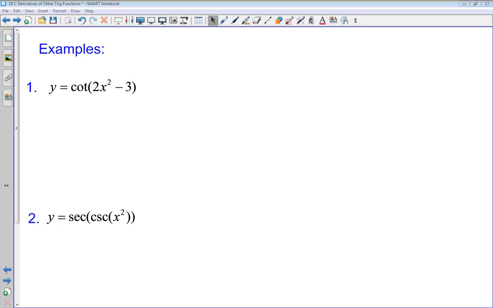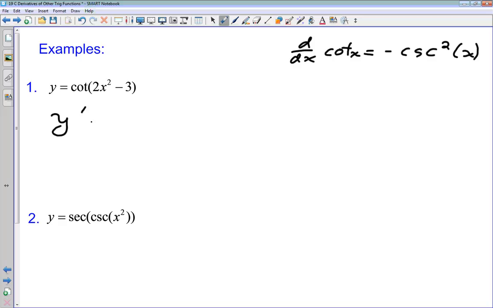Well, first off, we know from our list of rules here that the derivative of cotangent is going to be negative cosecant squared of x. So how do we apply that rule here? We've got a composite function, so we've got to use chain rule here. Our outer function is the cotangent, so the derivative of cotangent is negative cosecant squared.